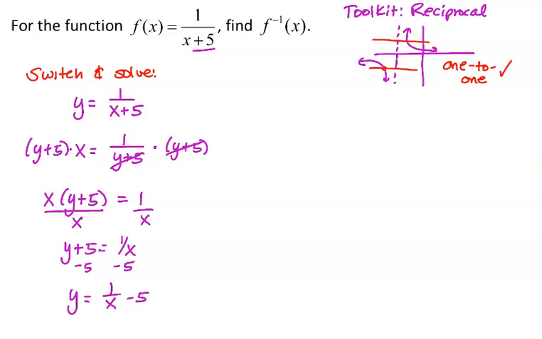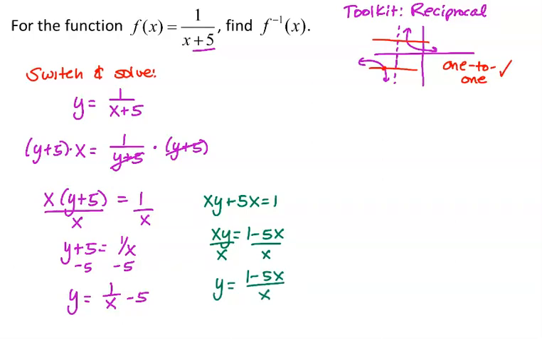Just for comparison, if you had distributed, you would have had xy plus 5x is equal to 1. So subtracting the 5x, you would have xy equals 1 minus 5x, and then you would divide everything by x. You'd get y equals 1 minus 5x all over x. If you compare those two equations, they look different, but they are equal or equivalent to one another. Because if you think about dividing each of those terms in the numerator by x, 1 divided by x would give us 1 over x. 5x divided by x would give us 5. So these are two different ways of writing the same function.